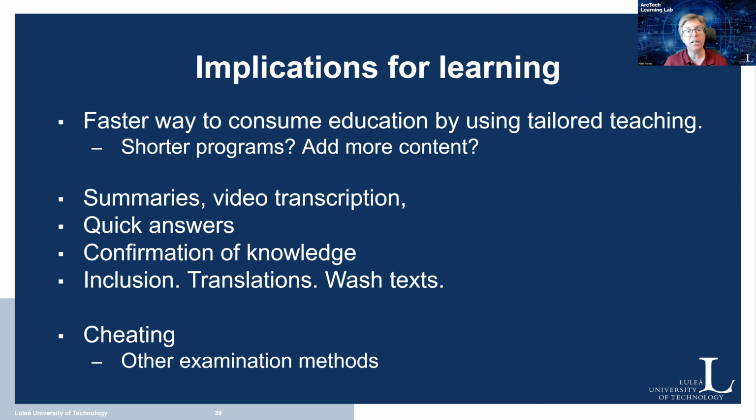So can it also mean that we'll have faster ways of consuming education, that we'll learn faster from this? Torkel Klingberg really proposes that. He talks about it in his book, that we perhaps should shorten the whole educational system. And what does that mean on university level? Does that mean shorter programs? Probably not. It probably means that we will add more content instead. If the students learn faster, we'll just fill that up with more courses.